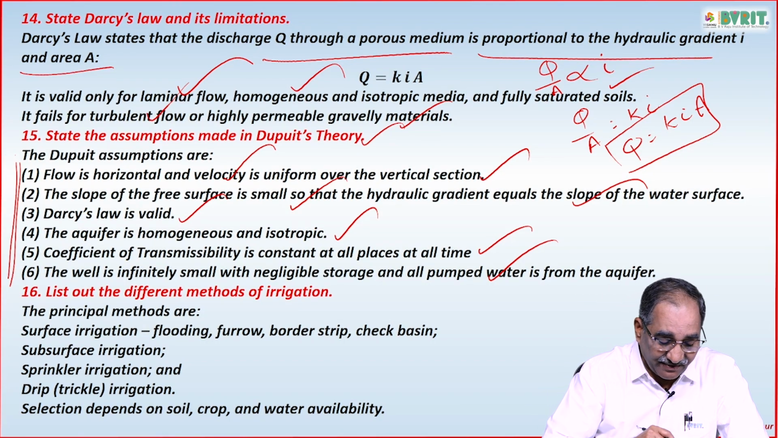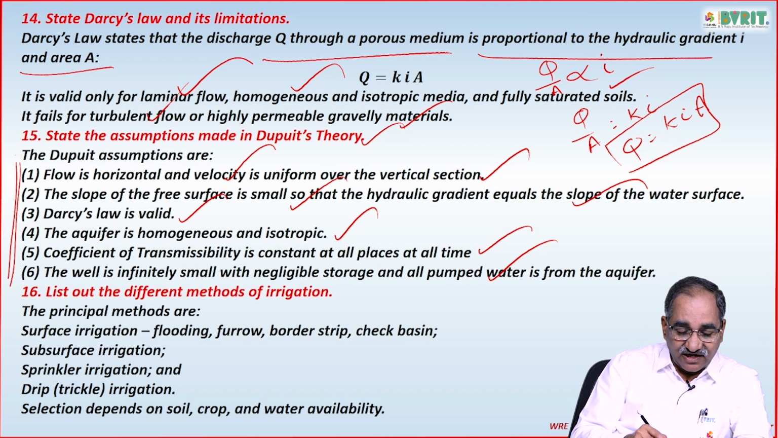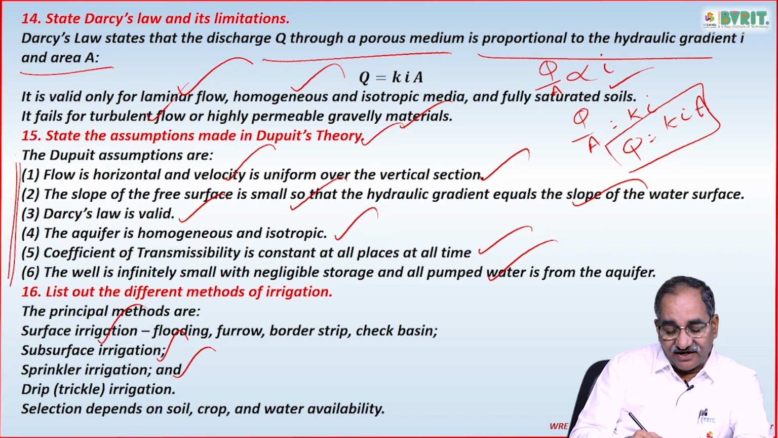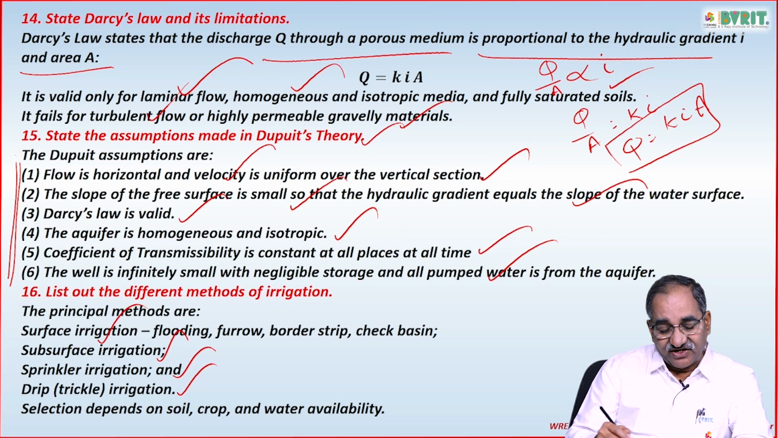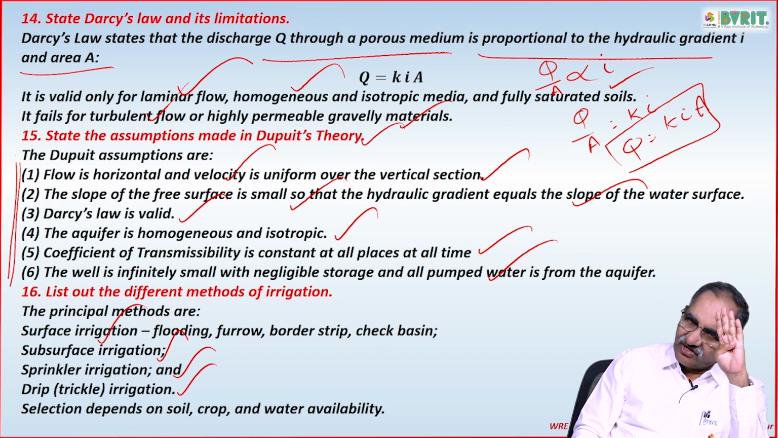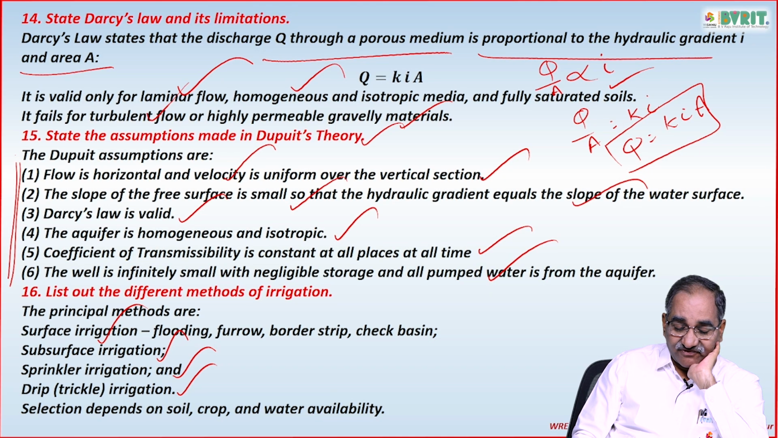List out different methods of irrigation. The principal methods of irrigation are basically surface irrigation, subsurface irrigation, sprinkler irrigation, and drip irrigation. So these are the 4 major types of methods of irrigation.